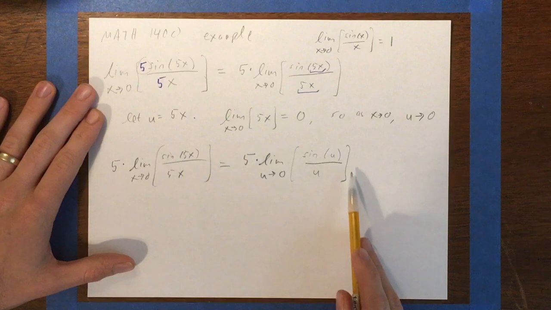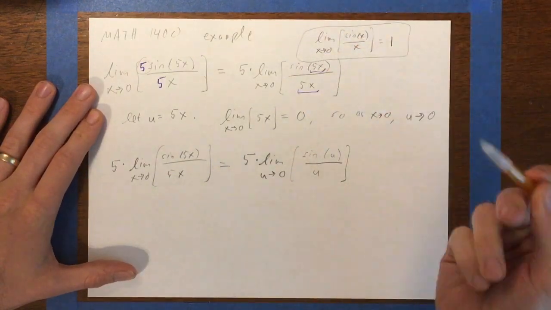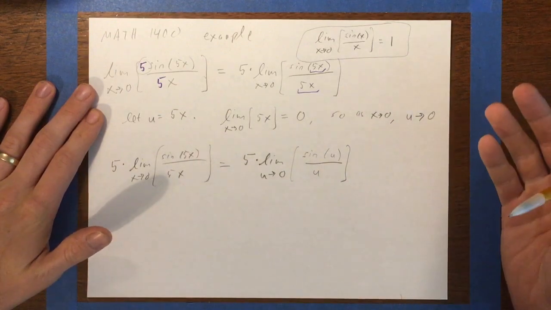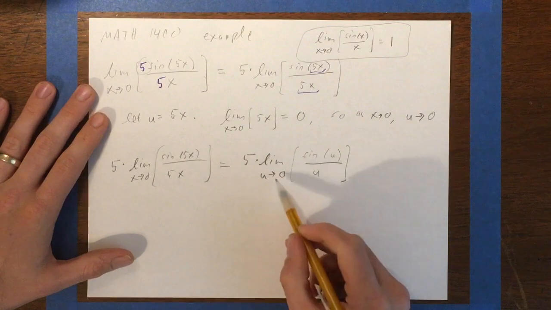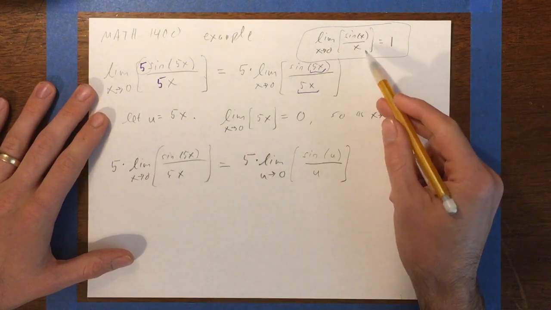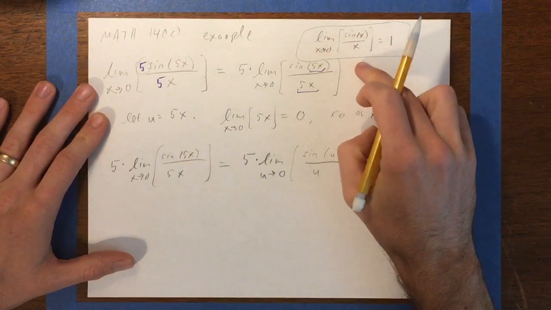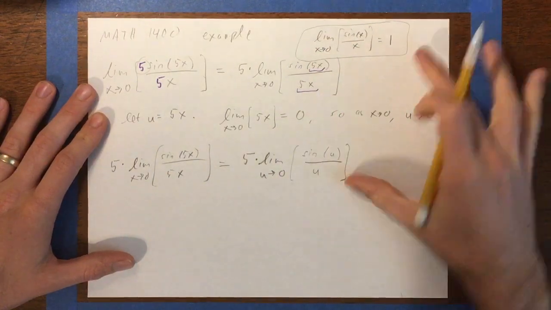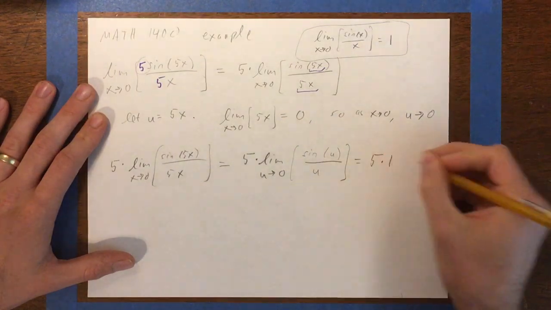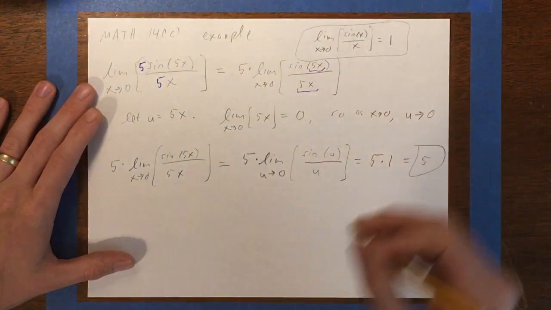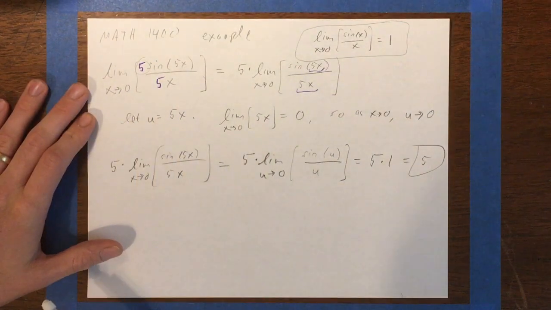Now this limit is exactly the same as this limit, except you're giving the variable a different name, which doesn't matter at all. It doesn't matter that this is u instead of x, because they're all u's and these are all x's, so the limits are really the same limit. That means this all here equals 1, so we have 5 times 1, and we have 5. So there we go. That limit we started with was equal to 5.